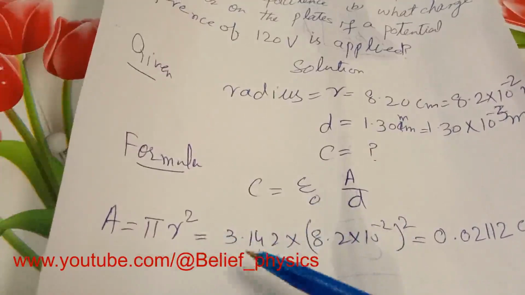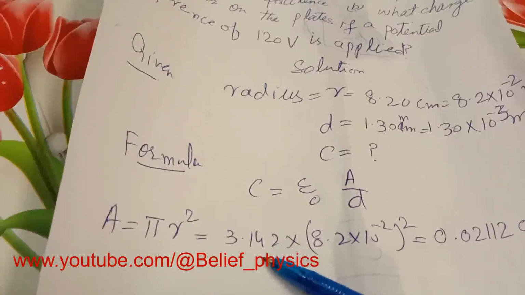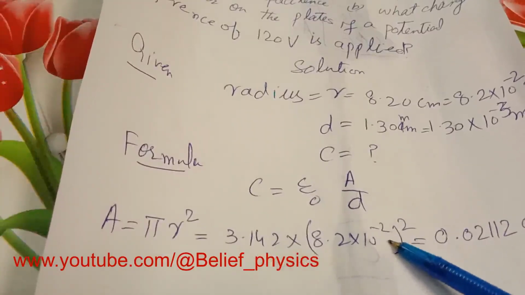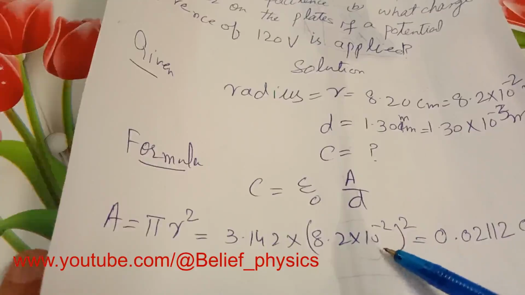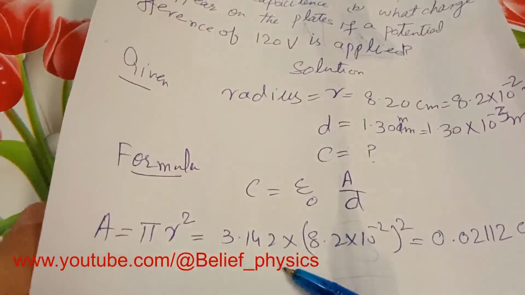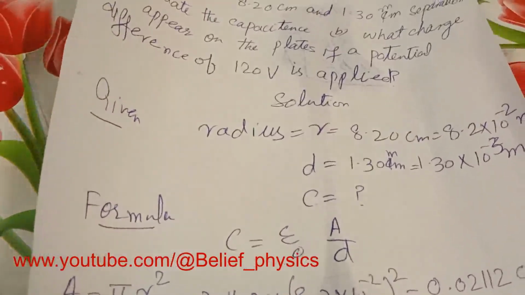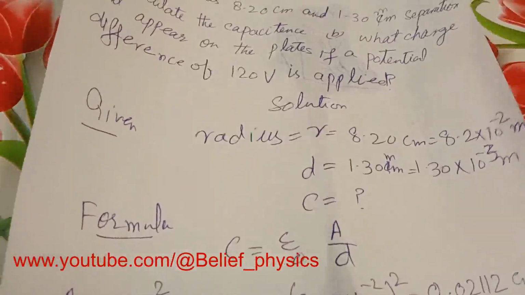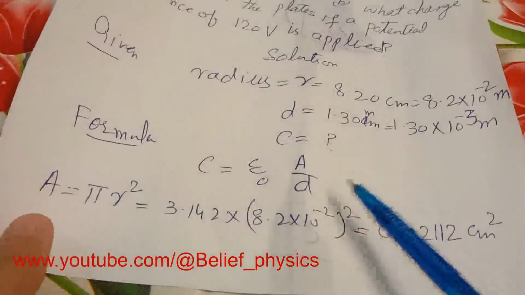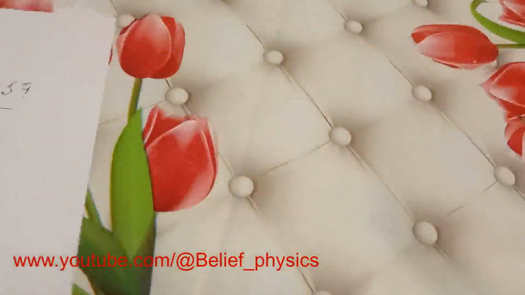So area will be equal to 3.142, which is the value of pi, or you can use the value of pi stored in the calculator, into r squared, which is 8.2 into 10 to the minus 2 meters squared. So we have to take the square of r. When we use the calculator to find it, it comes out to be 0.02112, the area of each plate. Okay, now we know the area, we know the separation. Put the values in the formula to find the capacitance.